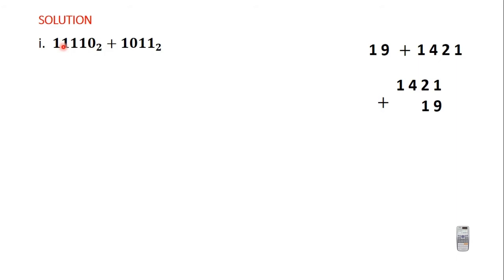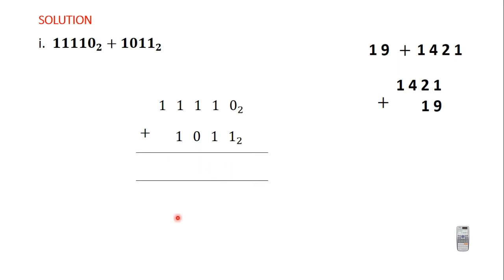The first number has 5 digits, so we write that one first. The second number has 4 digits, so we write that one below. So we have 11110 base 2 and 1011 base 2. We will bring our addition sign. I'll bring these two lines so that we write our answers between them.